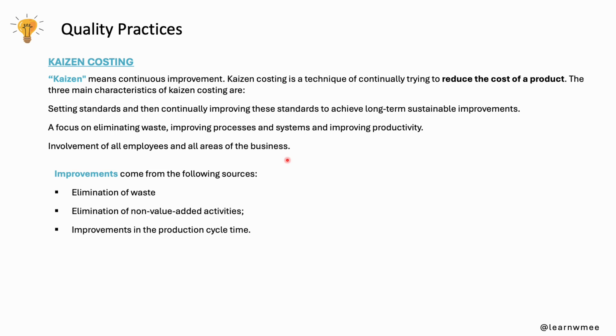So how do you actually improve the business? Improvements can come from the following areas of the business. Firstly, Kaizen costing can help with elimination of waste. It can eliminate non-value added activities, and bring improvements in production and cycle time.